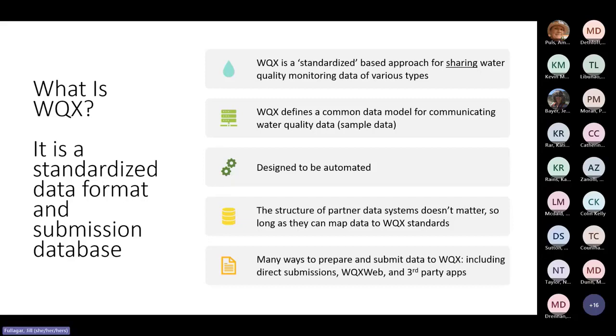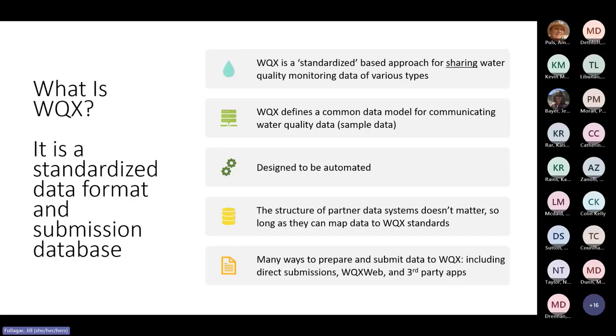So what is a water quality exchange? It's a standardized data format and submission database. The idea here being that anybody can put their data into it. They don't have to have a set database that's used. It also creates standardized formats and metadata so that folks can be confident in the data that they're pulling out of there, have the metadata that they need to see how the data were collected, the methods that were used, to make sure that the data is correct as far as, there weren't data entry errors, units are matching, things like that.